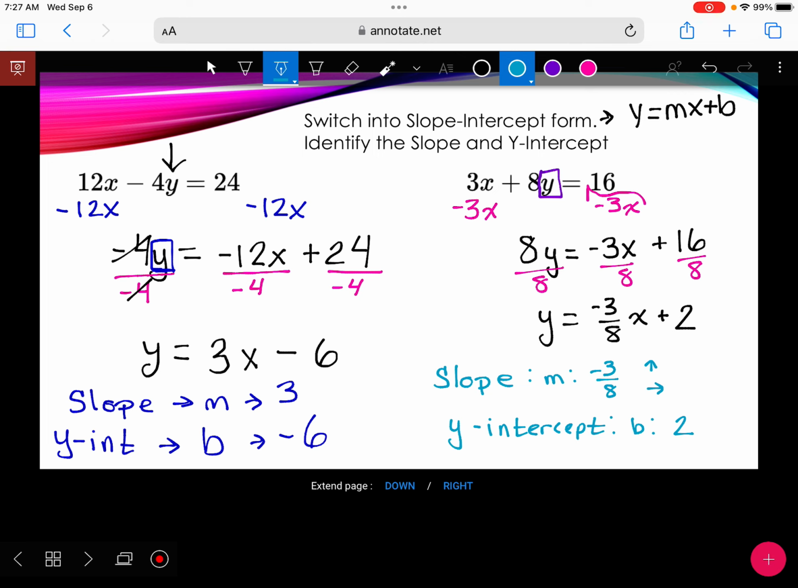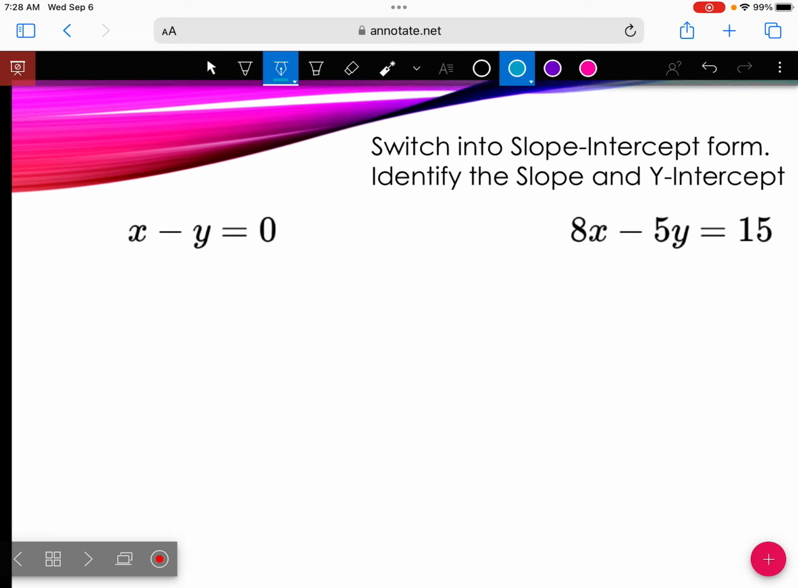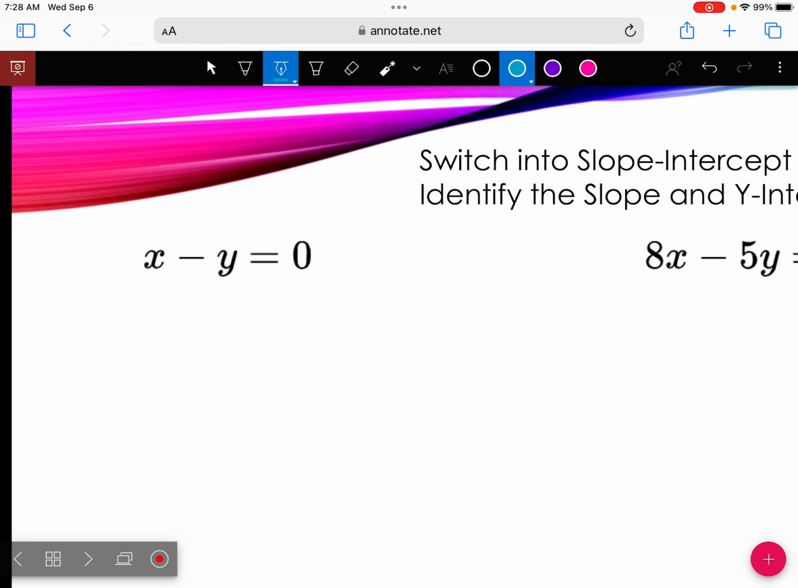Okay. We're going to do a couple more just like this, and then we're going to do a story problem. All right. We're going to switch this into slope-intercept form.